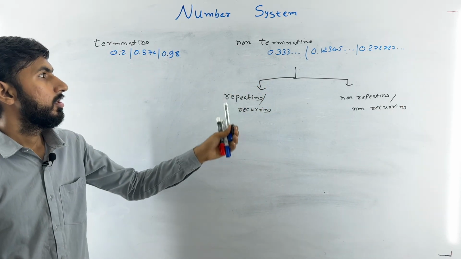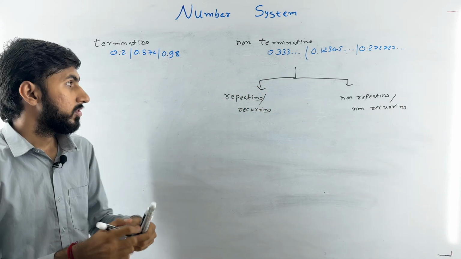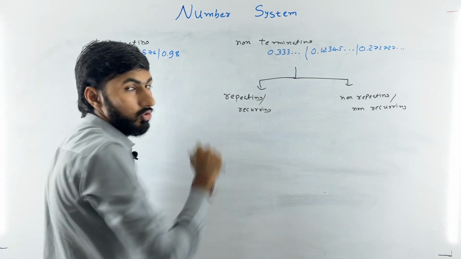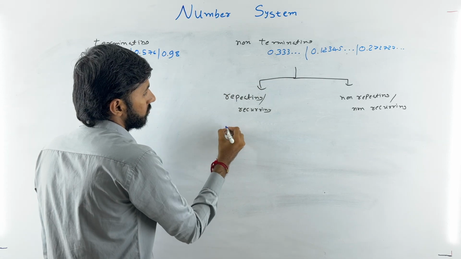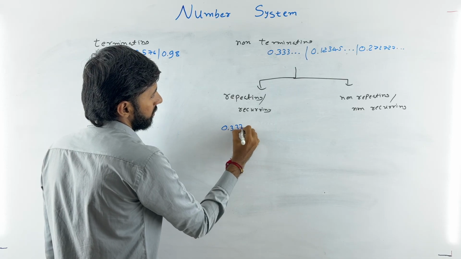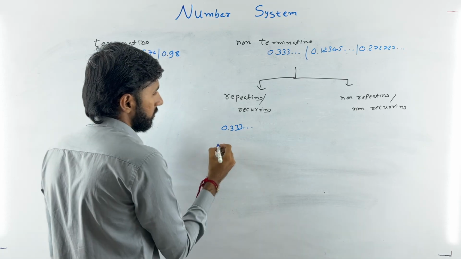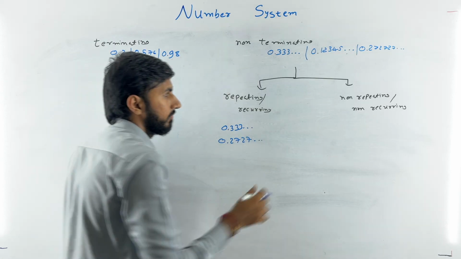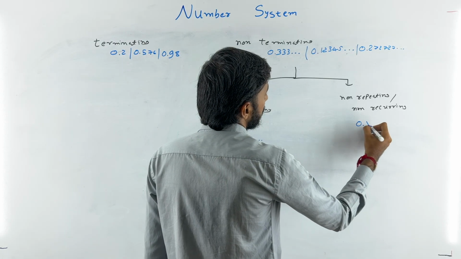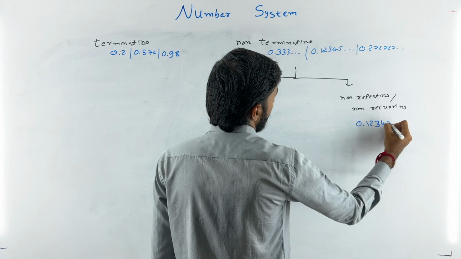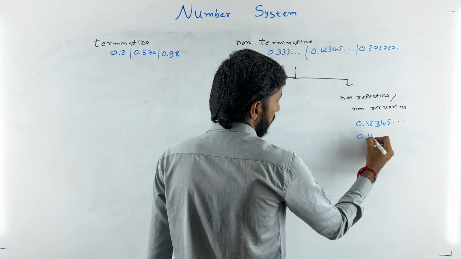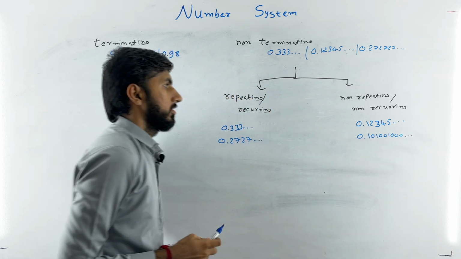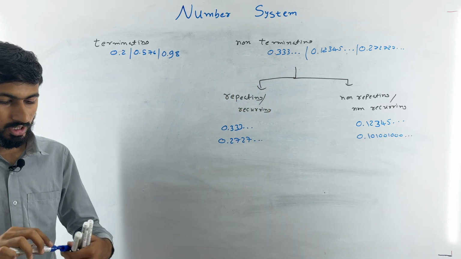Right? So if I have to give examples of repeating or recurring numbers, that also have a non-terminating feature, I can write 0.333. This is a repeating number. 0.2727 is also a repeating number. Now for a non-repeating number, I can write 0.12345 or 0.10, 100, 1300. Right? These are examples of non-recurring numbers.